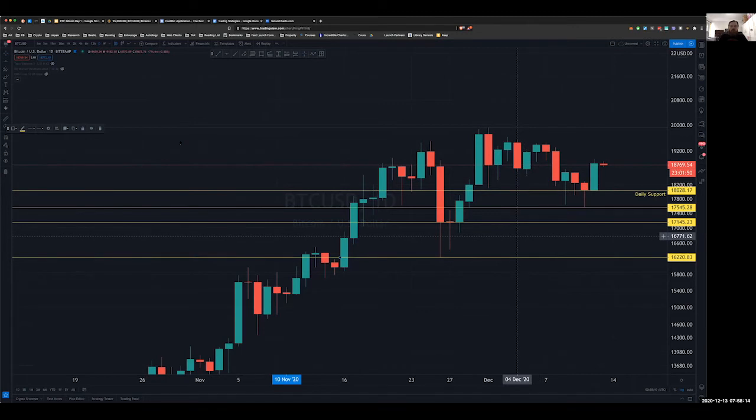Yeah, exactly. It's not just going to go through 18,000 and then straight down to 17,000. That's not how it works. Sometimes it works that way, but it's generally not how it works. That's the range that we're looking at.